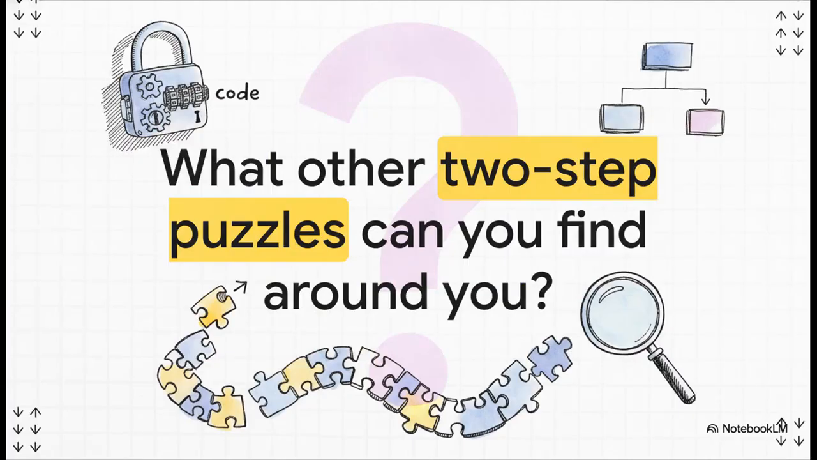So there you have it. That's how you crack the code of two-step equations. Once you know the secret, SADMAP, and the idea of working backwards, you can solve just about anything. So I'll leave you with a final puzzle. Now that you know what to look for, what other two-step puzzles can you spot hiding in the world all around you?